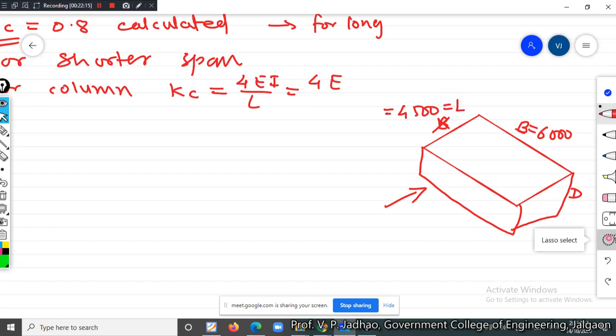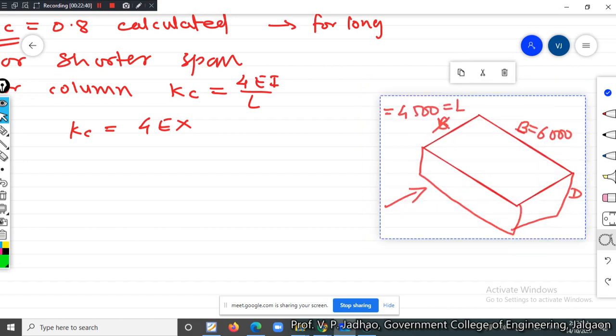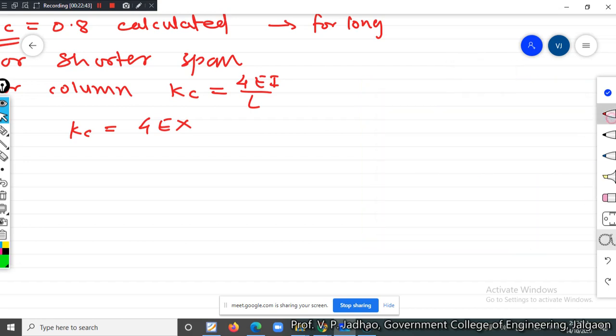Therefore the value of this Kc, that is the moment of inertia along the shorter direction, that we can calculate. Kc is equal to 4E, let us keep this E as it is, multiplied by the moment of inertia of, just a minute, we are calculating for the column, sorry, I told you that for the slab. I'll just delete this. Okay, we want to calculate the value of stiffness of this column.